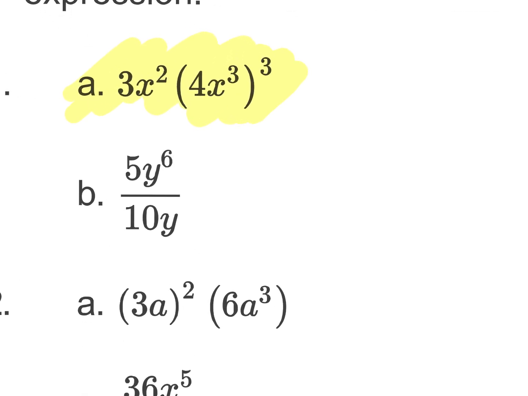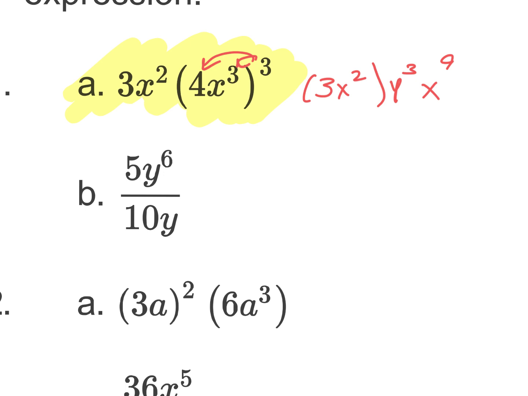All right, so what are we doing here, guys? We're just simplifying, right? What should we do first? Distribute what? Let's distribute that 3 first. So that 3 is going to go to the 4 and to this x. So I have 3x squared, and then I have 4 to the 3rd, x to the what? 9th. Power to a power, we multiply.